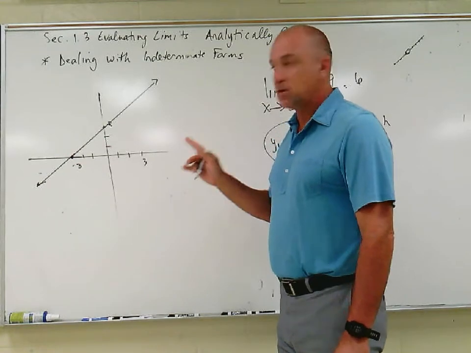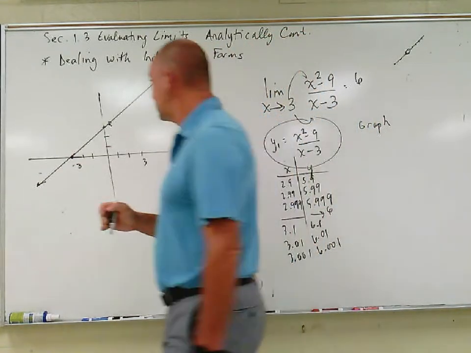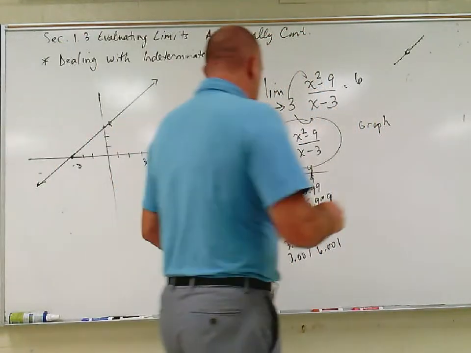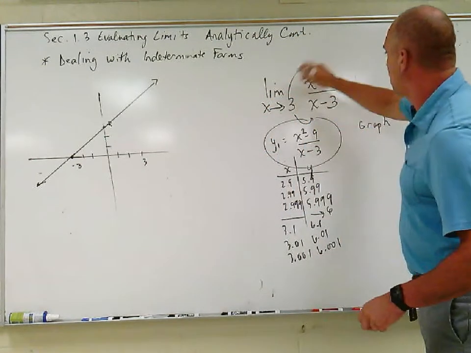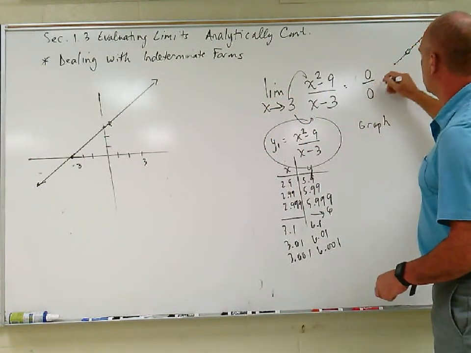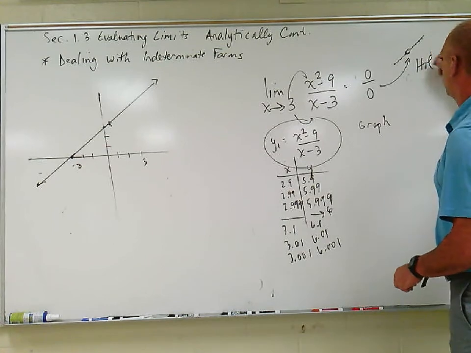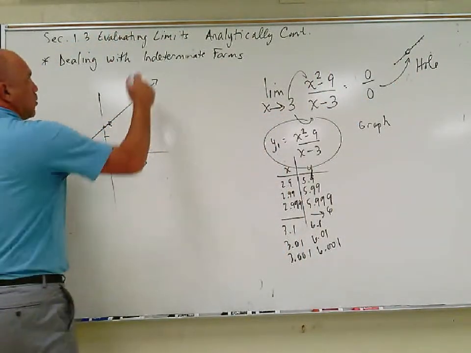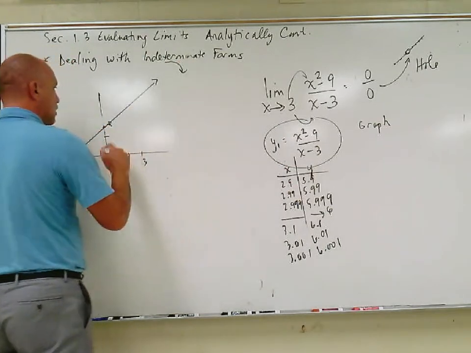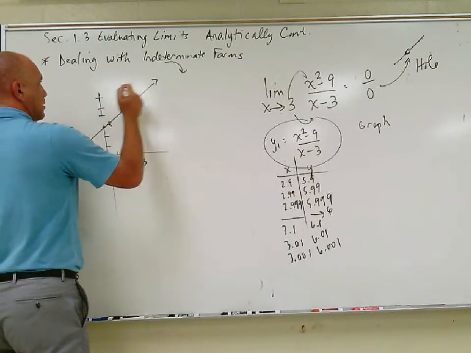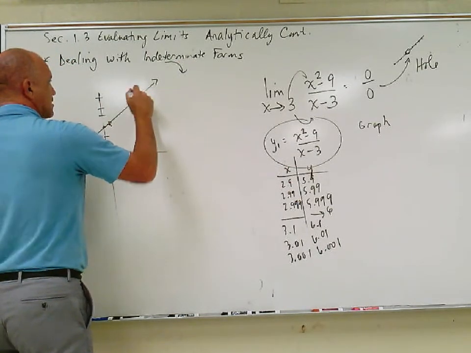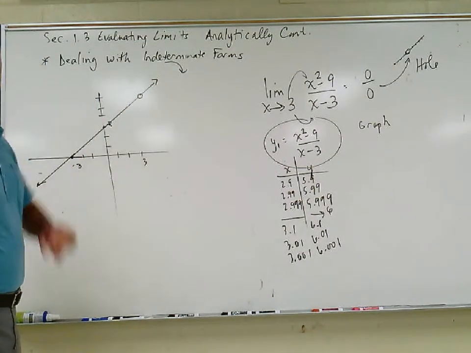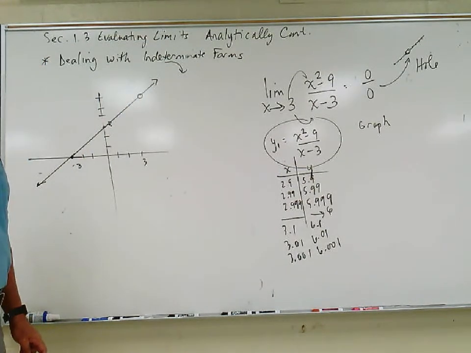There should be a hole. There should be a hole at 3, and that's exactly what it is. So anytime you try to sub in and you get 0 over 0, it indicates a hole in the graph. That's what an indeterminate form is. It's going to give you a hole. So at 3, I should have that. And that's why we can't do direct substitution.